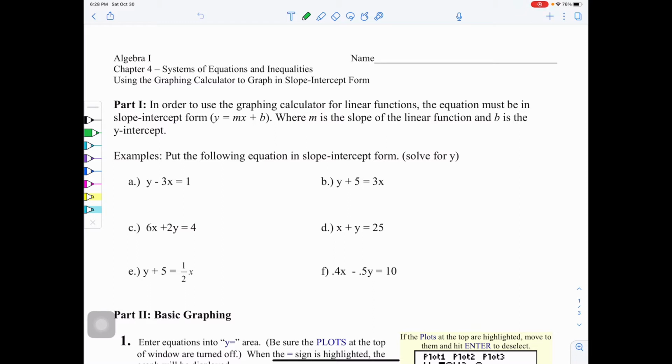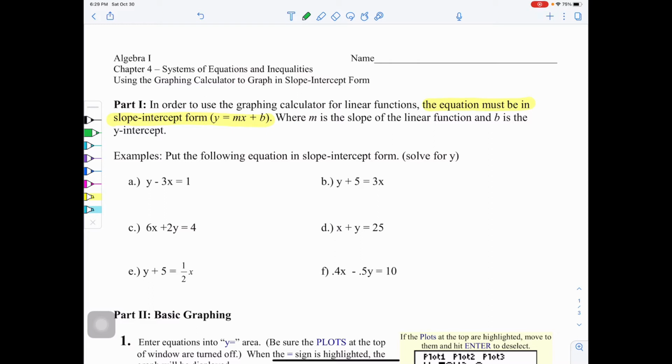So we're going to start with part 1. It says, in order to use the graphing calculator for linear functions or linear equations, the equation must be in slope-intercept form. That's super important. So I'm going to highlight that. The equation must be in slope-intercept form. M is the slope and B is the y-intercept. So you can remember that from our previous lesson.